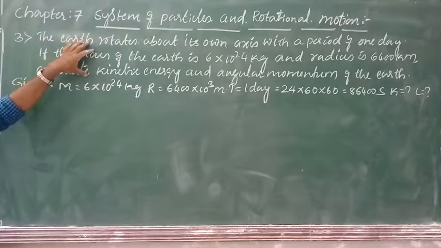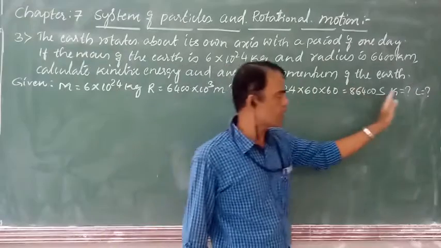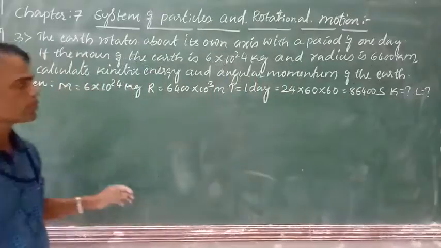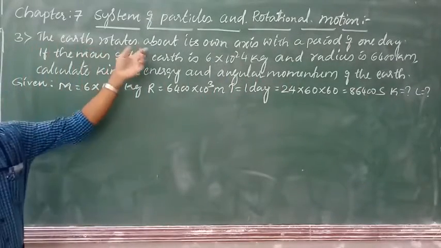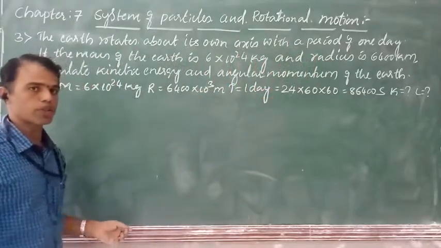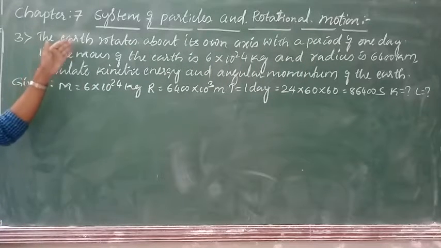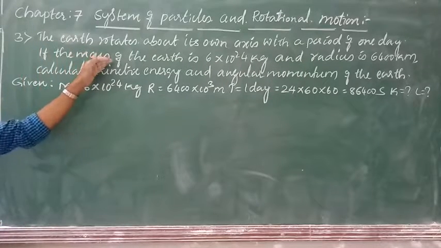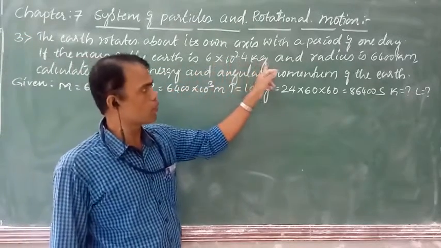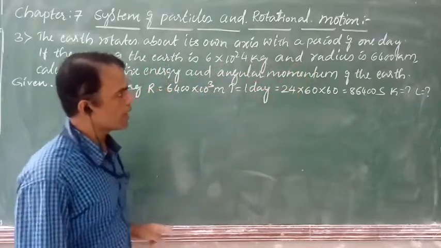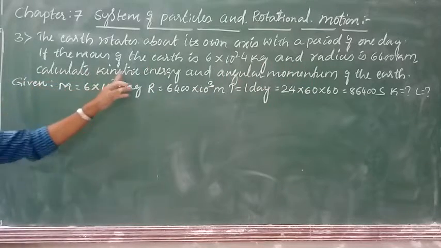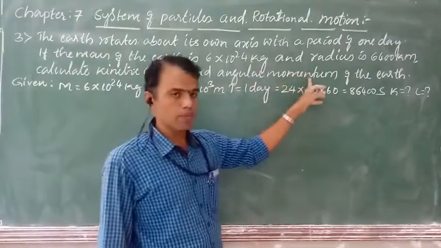In this problem we want to know the kinetic energy and angular momentum of the Earth rotating about its own axis. The Earth rotates about its own axis with a period of 1 day. We know that Earth rotates about its own axis in a period of 24 hours, which is 1 day. If the mass of the Earth is 6 × 10^24 kg and the radius is 6400 kilometer, calculate the kinetic energy and angular momentum of the Earth.